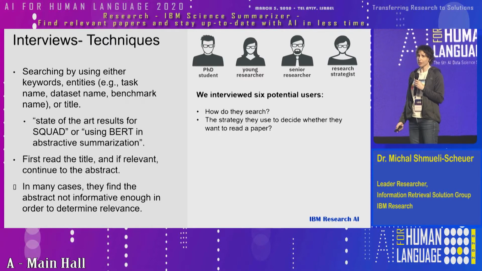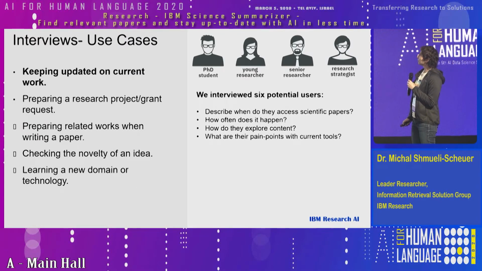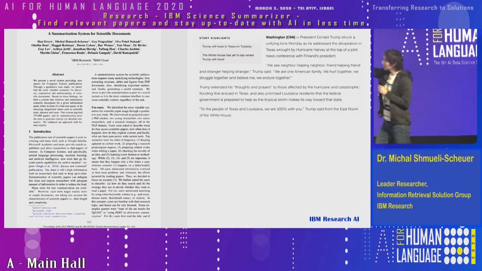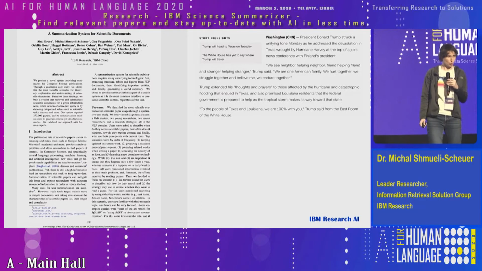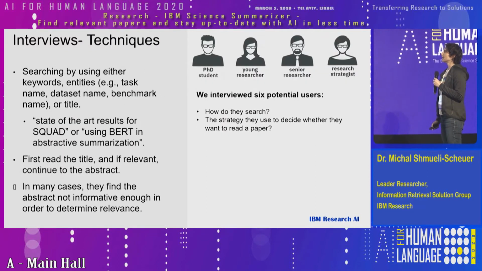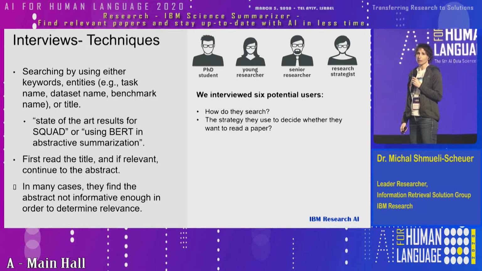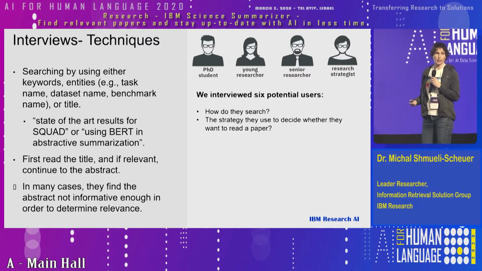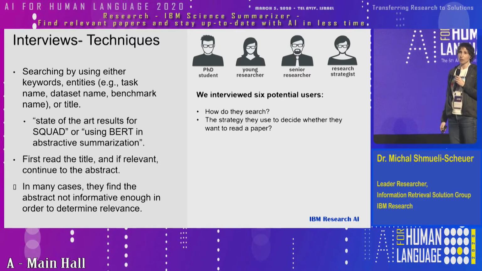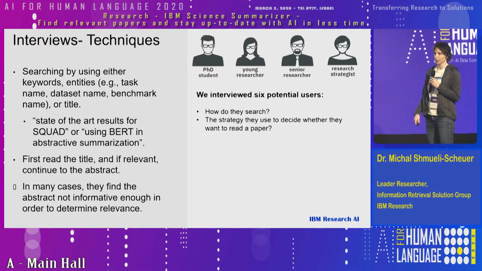If they think it's relevant, then they continue to the abstract. Just to show, the abstract is up there at the top. It's usually around 100 words, so it's very short. And the main problem that they refer to is that sometimes it's too short and not informative enough for them to decide whether they actually need to read the paper or not, and therefore they need to open the PDF and read through the paper.